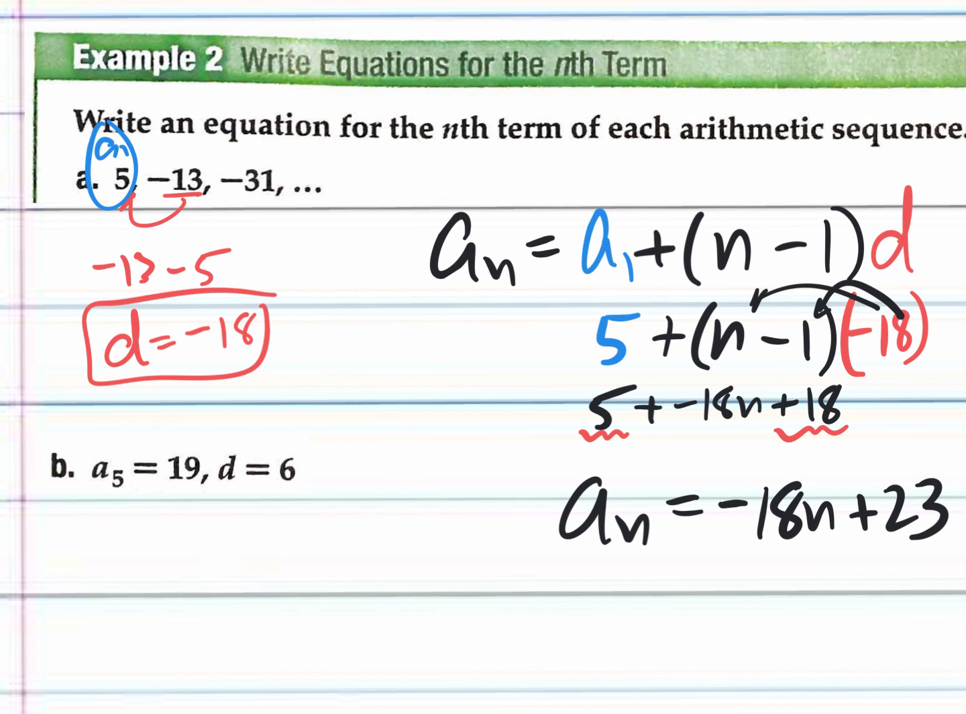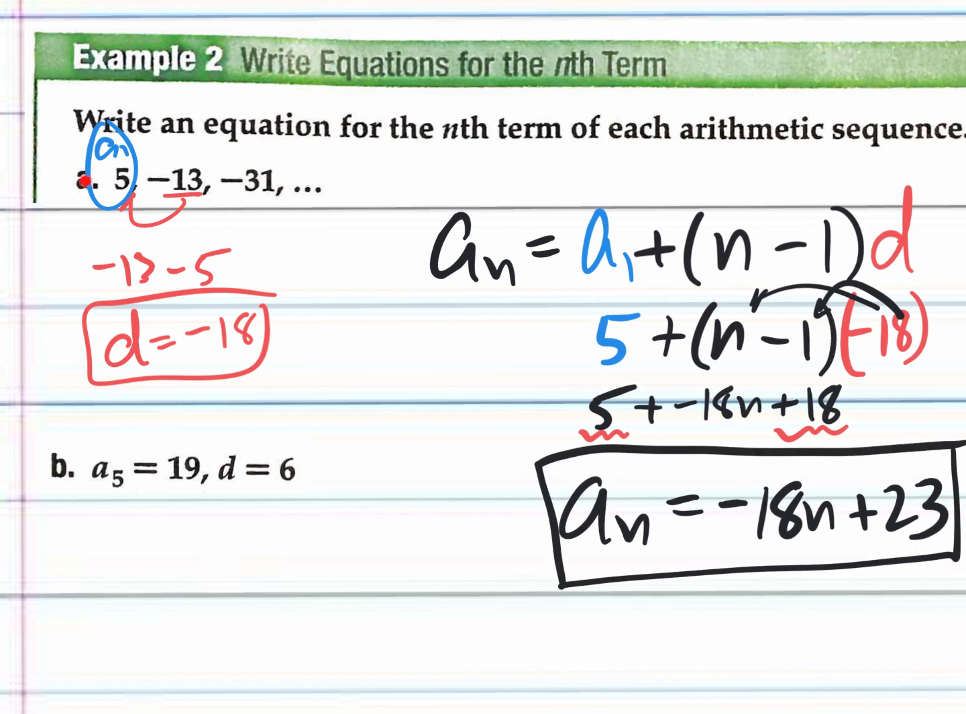Now that is the machine that produces this list. And if you're ever doubting yourself, if you're like, man, I don't know if I did this right, well, you could plug in a 1 right there. -18 times 1 is -18 plus 23, that's 5. Hey, a sub 1, when I plug in a 1, I really do get a 5. If you wanted to, you could plug in a 2 right there. -18 times 2, -36. -36 plus 23, when you figure that out, it's -13. It really does give you the second term.